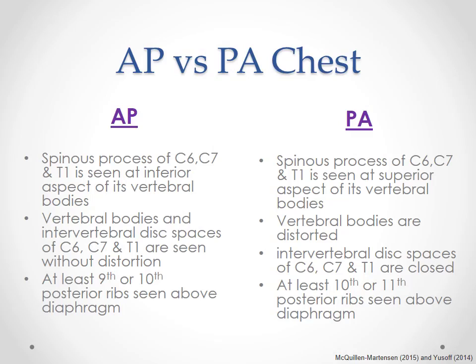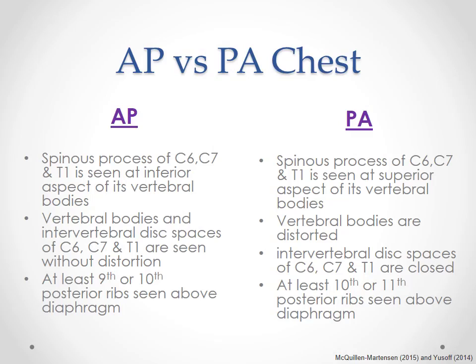There is also a different depiction of posterior ribs seen above the diaphragm for AP and PA chest X-ray. For AP chest X-ray, at least 9 or 10 posterior ribs should be seen above the diaphragm, whereas for the PA chest X-ray, at least 10 or 11 posterior ribs should be seen above the diaphragm.